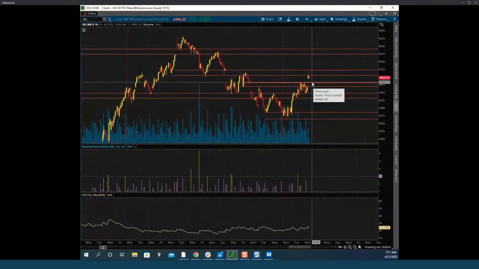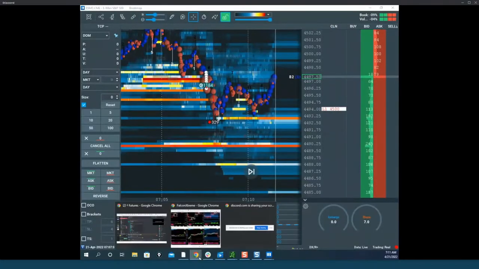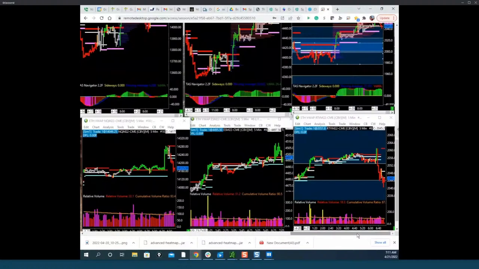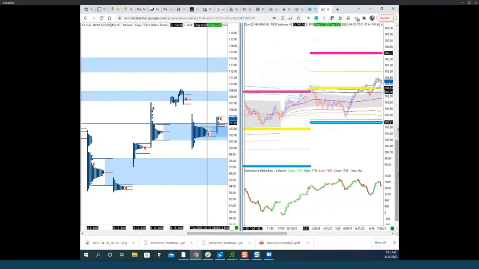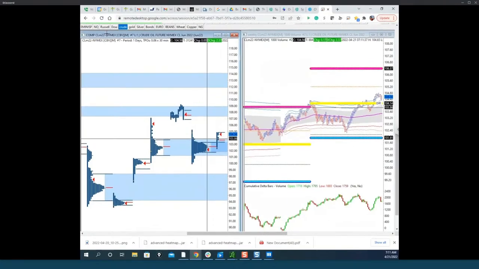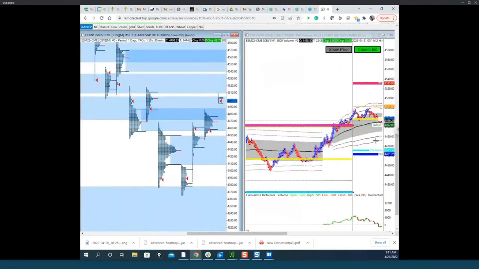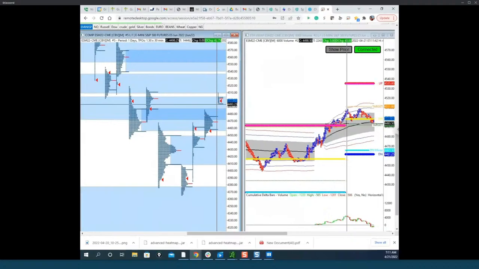The top of the zone is 4582-ish and 4469-ish. So looking for that. Ludwig levels that we use in the room, very, very powerful, especially for day trading, short-term trading. And then when they line up with the bigger picture stuff, they're even better.